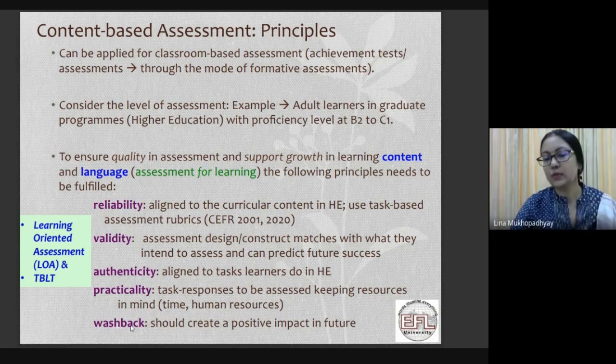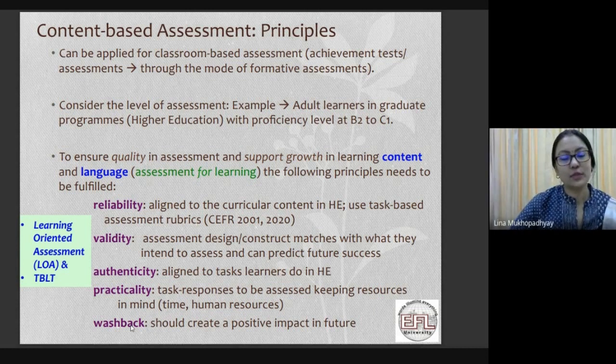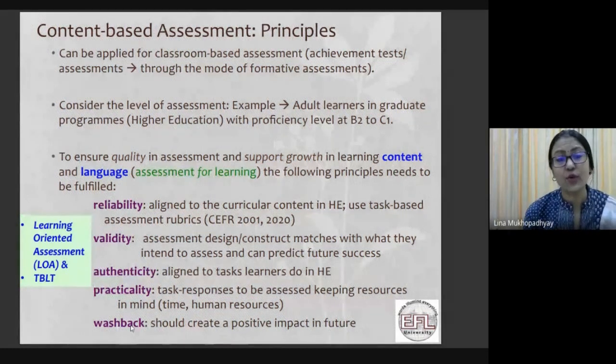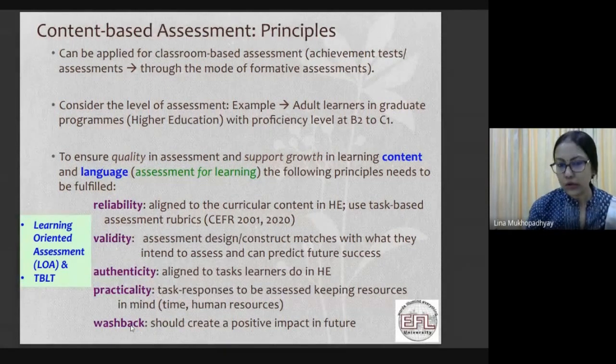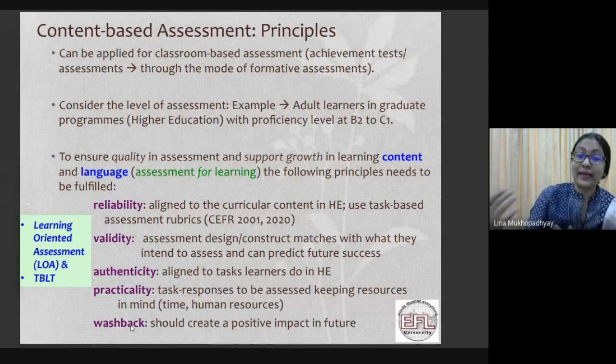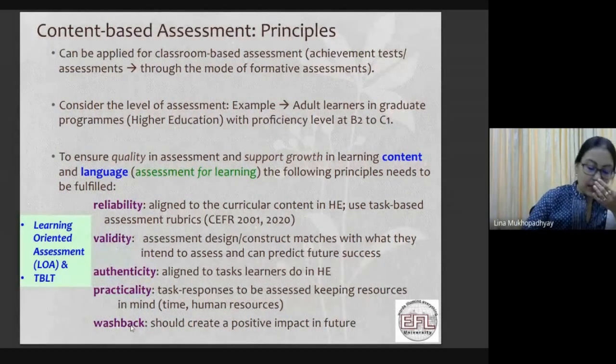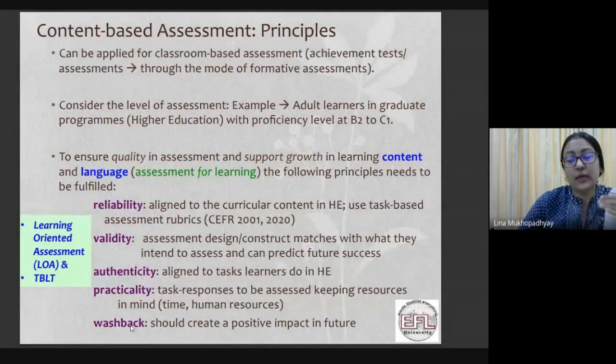And then lastly, washback, that I should also be able to predict, that in the future, this kind of assessment tool should not create a fear or some kind of anxiety in the learners. That would have a negative impact or negative washback. So although it is very difficult for a teacher designing a tool to predict what kind of impact it has, a quick way of doing that is to have some interviews with your learners with regard to their opinion about your assessment tool.